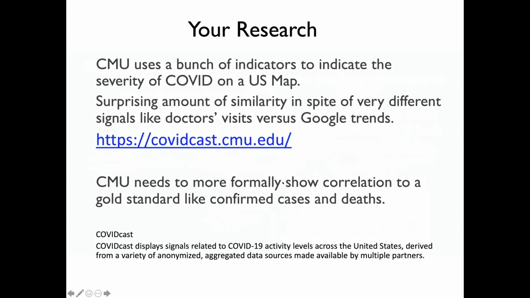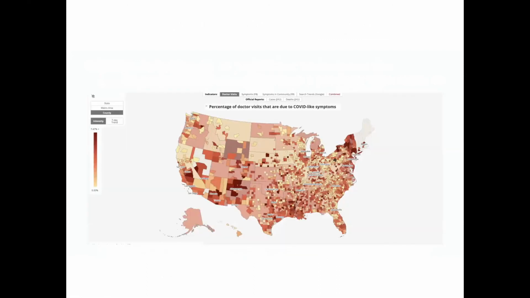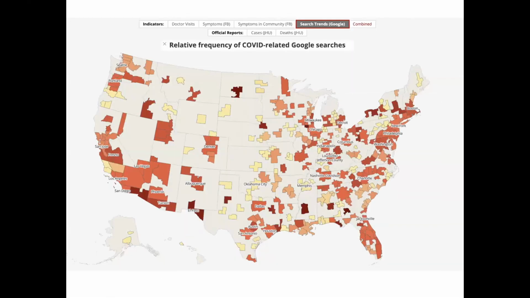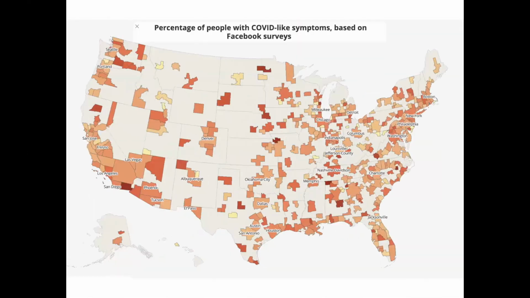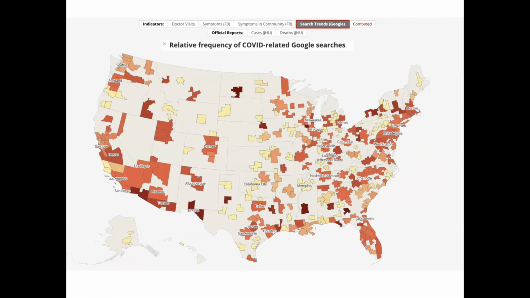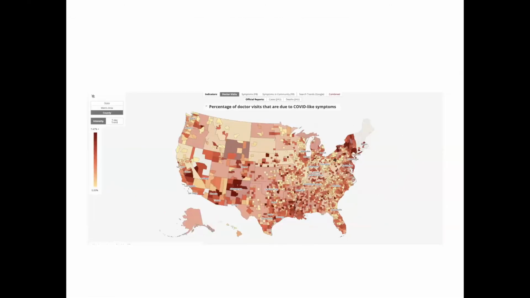This is a nice little thing that CMU did. They looked at things like the percentage of doctor visits that said people had COVID, and they looked at the relative frequency of COVID-related Google searches to estimate how many. It turns out these things were very highly correlated. Why is that important? Well, there's bias in the way we get data. If we could look at something like a Facebook survey or Google Trends and get the same information we do from a doctor's office, i.e. it correlates perfectly or nearly perfectly, it's a lot easier to get Google Trends data and Facebook survey data than it is doctor office data.